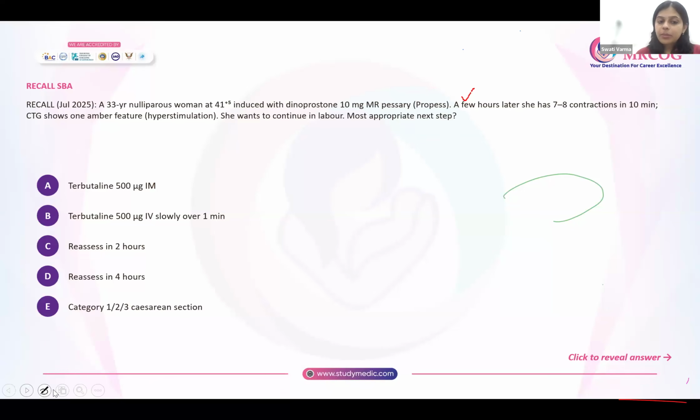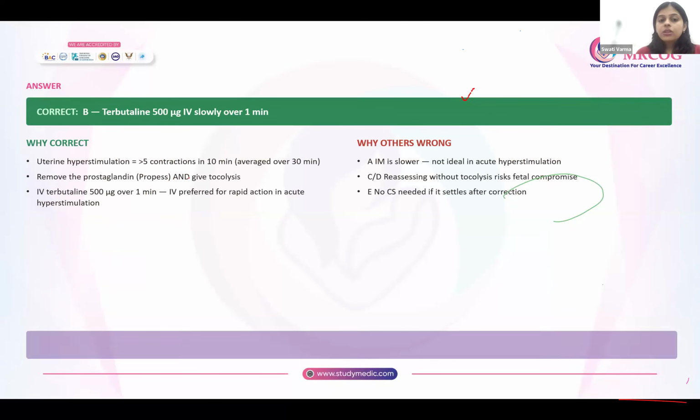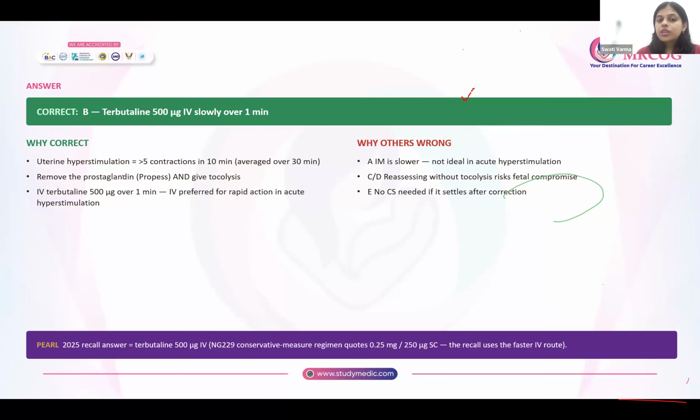Terbutaline 500 microgram IV slowly over 1 minute. Why? Because uterine hyperstimulation is clearly diagnosed here. So if remove the prostaglandin and give tocolysis is not an option, you will choose an option closest to that. Here IV preferred for rapid action in acute hyperstimulation. IM is slower, hence not ideal in acute hyperstimulation. So this is the 2025 recall answer.